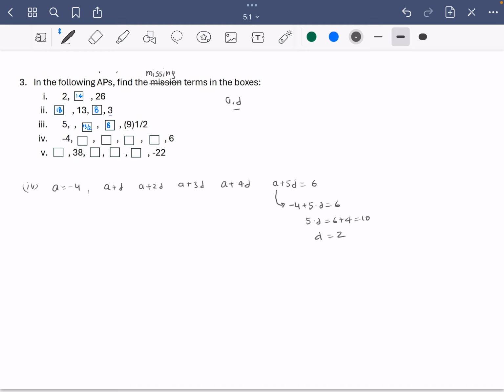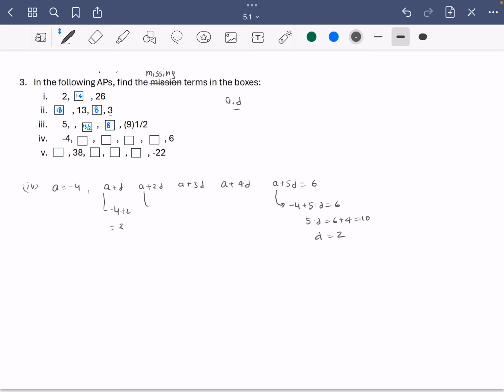Okay, so if d is 2, then the second term a plus d should be 4 plus 2, going to be 6. This one should be a plus d, negative 4 plus 2, it should be 2. Not, let me do it again. A plus d, that is negative 4 plus 2, it should be 2.